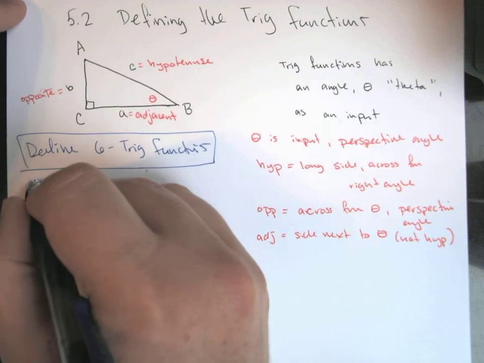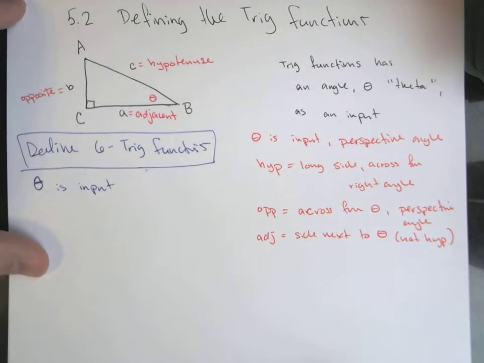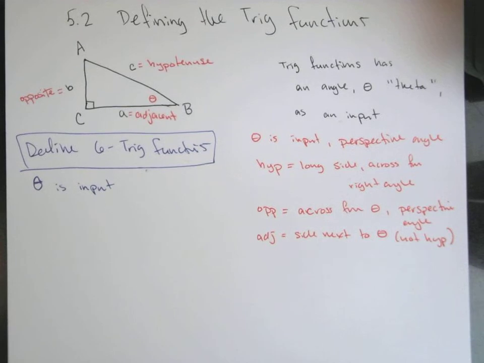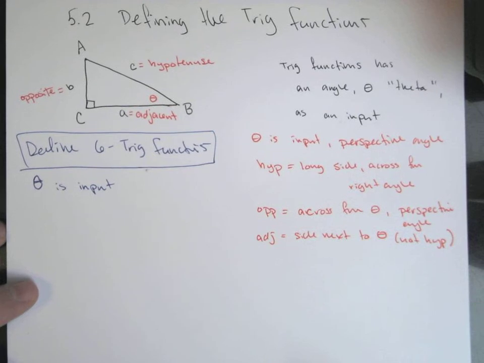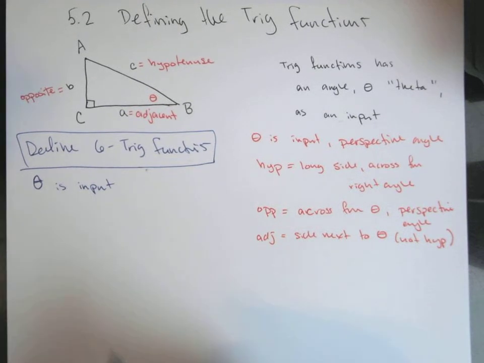So theta is the input. The input is an angle, right? So whether this is 25 degrees, 30 degrees, 32 degrees, we don't really know necessarily. But that's okay, depending on the situation. What we're going to do just to get our definitions here is let's just sort of start into it.